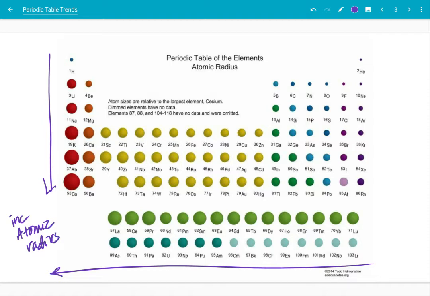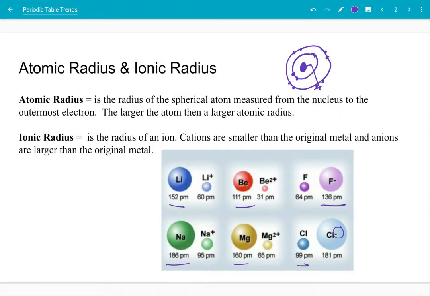Okay, so I do also want you to be aware of the ionic radius. That is the radius of an ion. So that's after it's gained or lost electrons. So it's that plus charge or the minus charge. And so what you'll find is cations are smaller than their original metal and anions are larger than their original metal. So I have this example here of that lithium atom. Okay, and then lithium plus 1 is actually smaller, and it's smaller because it's lost that electron.